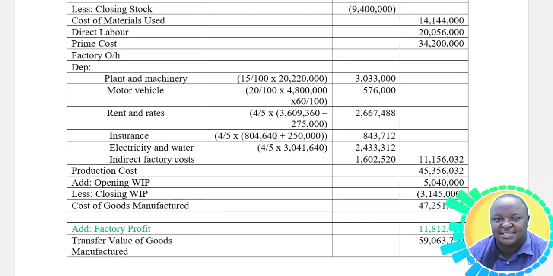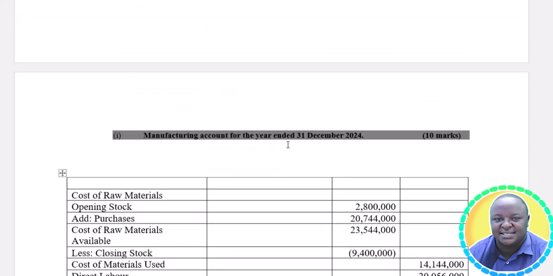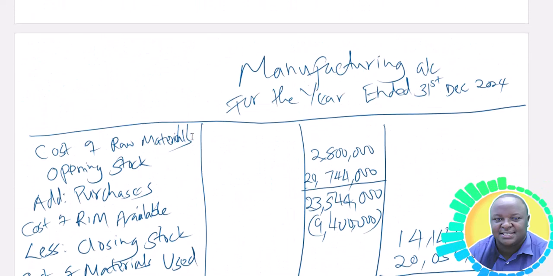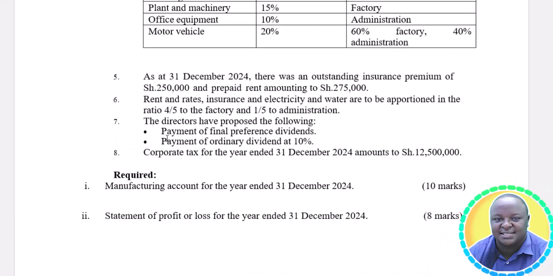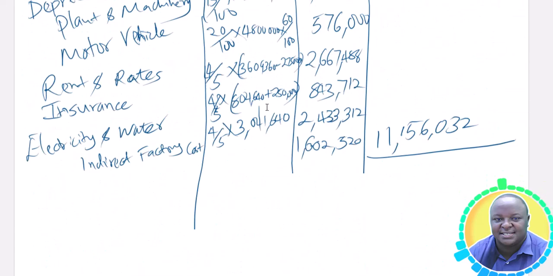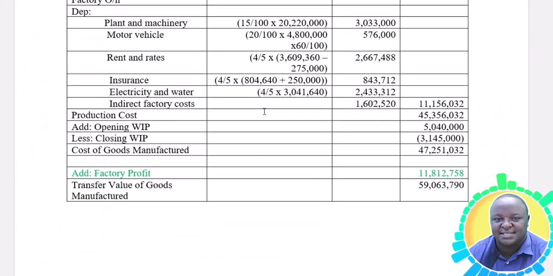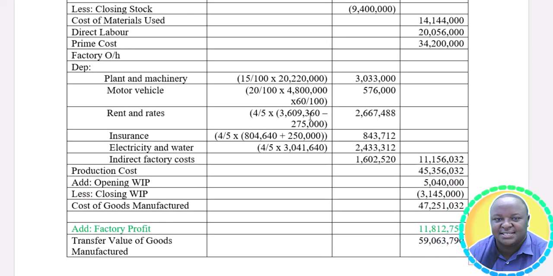Then insurance, there was arrears, the insurance cost, and in our additional information up here we are being told that the outstanding insurance premium was 250,000. So that is an outstanding insurance premium. So we add to that. That is why we are adding to that, because it's an outstanding. It's supposed to be paid.